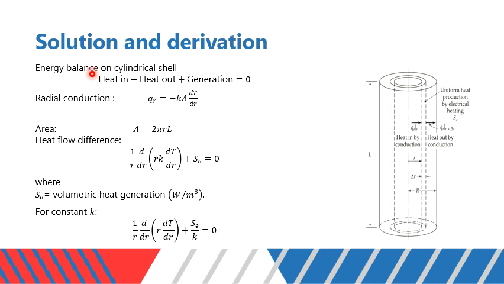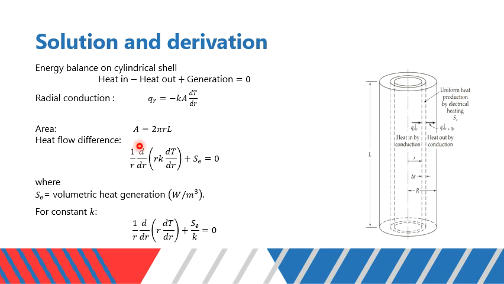For the shell energy balance on the cylindrical shell, we say heat in minus heat out plus generation. Heat generation is basically Sc, sigma into E dash squared. So Sc is the generation we need. So radial conduction will be Qr, minus k dT by dr, and the area which we will be applying is equal to 2 pi rL, which is this area.